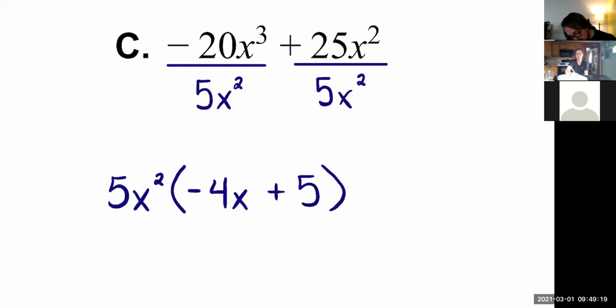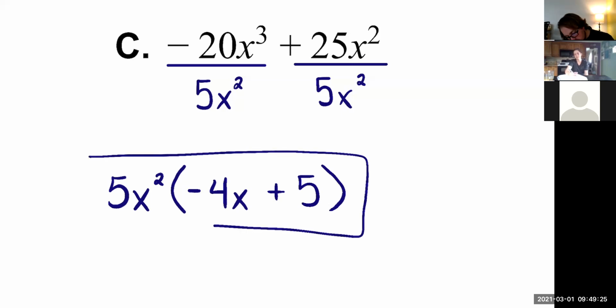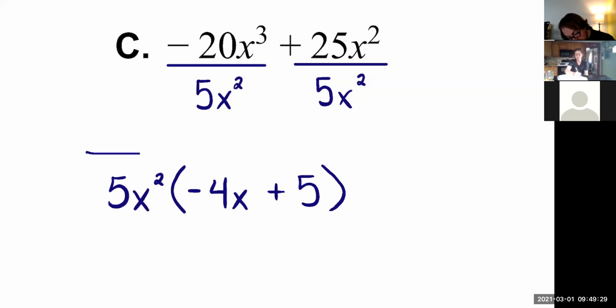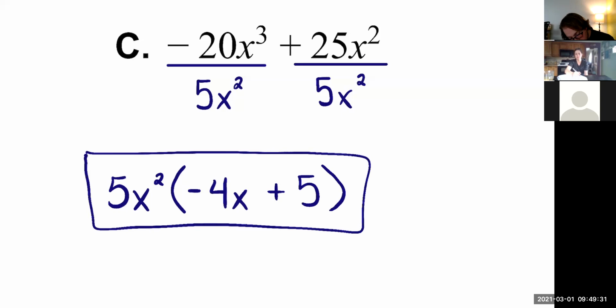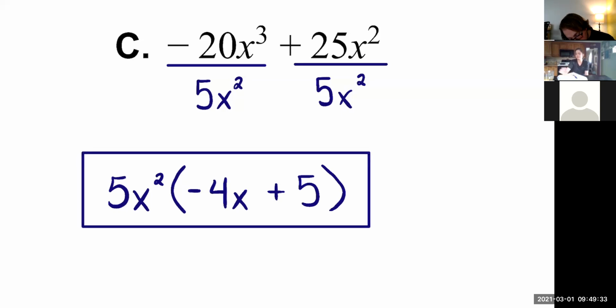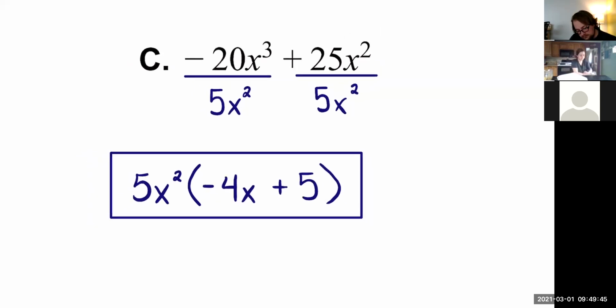So the second term doesn't have any more variables. And yet again, there we are. This is the factored form of that binomial expression we started with. If you're wanting to check, try out the distribution. You should get back to where we started. Questions so far?